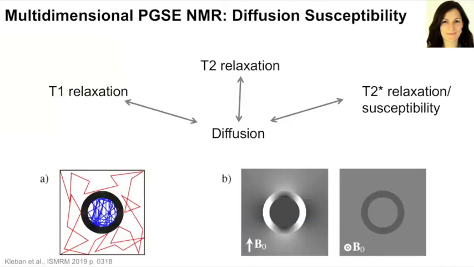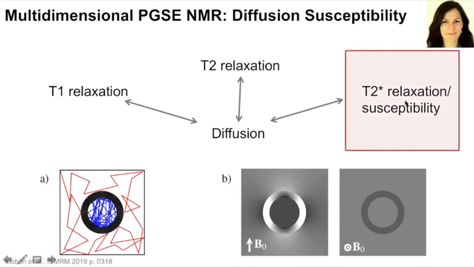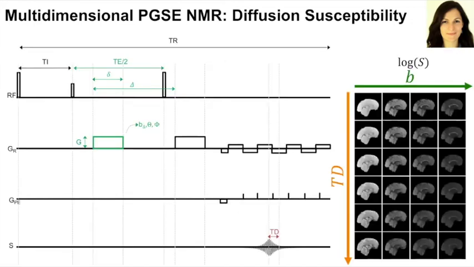Then the combination with diffusion and susceptibility. We have the diffusion process, and the myelin sheath introduces this really interesting susceptibility property, depending on how your fiber is oriented with respect to the main magnetic field. So doing a joint modeling of those two is something we have been working on.